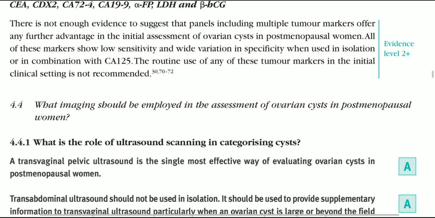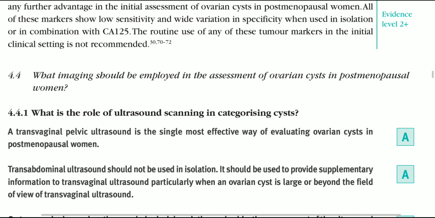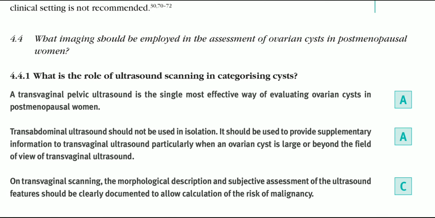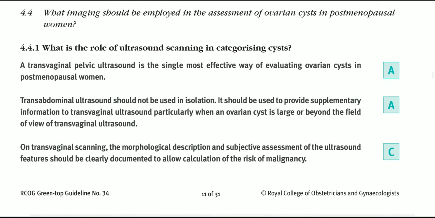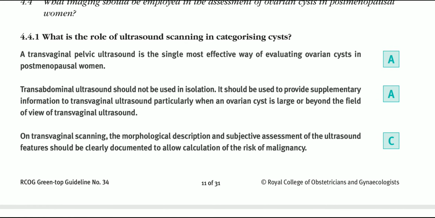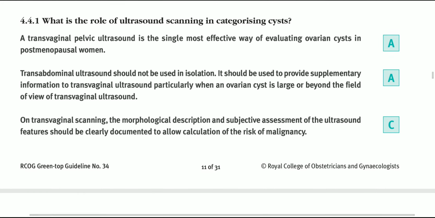Now, what imaging should be employed in assessment of ovarian cysts in postmenopausal women? A transvaginal ultrasound pelvis is the single most effective way of evaluating ovarian cysts in postmenopausal women, and transabdominal ultrasound should not be used in isolation. It should be used to provide supplementary information to transvaginal ultrasound, particularly when the ovarian cyst is large or beyond the field of view of the transvaginal scan.